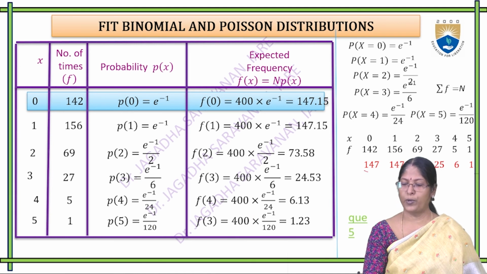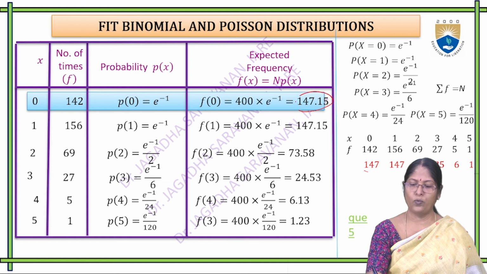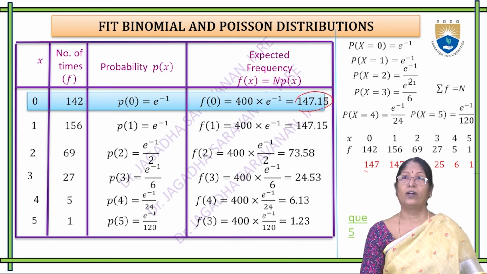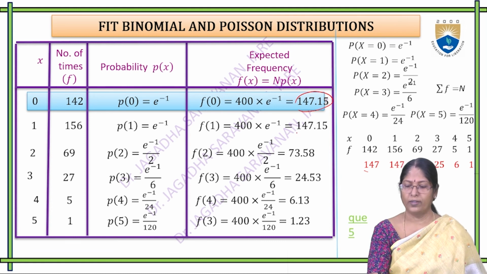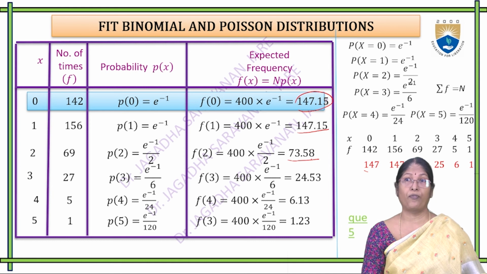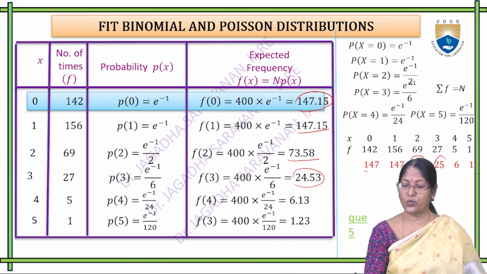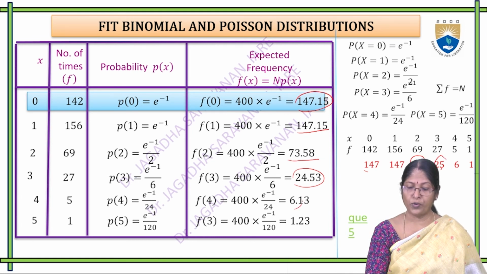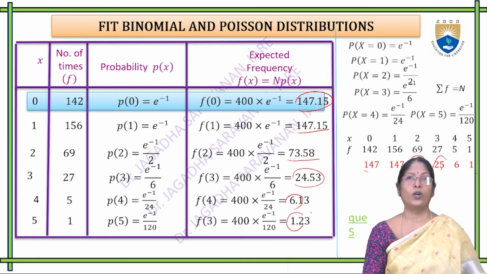Because we have to give the nearest integer, here we can see 147.15 rounds off to 147. This is also 147. Here 73.5 is 74. This is 24.5, it is 25. 6.1 is 6. 1.2 is only 1.